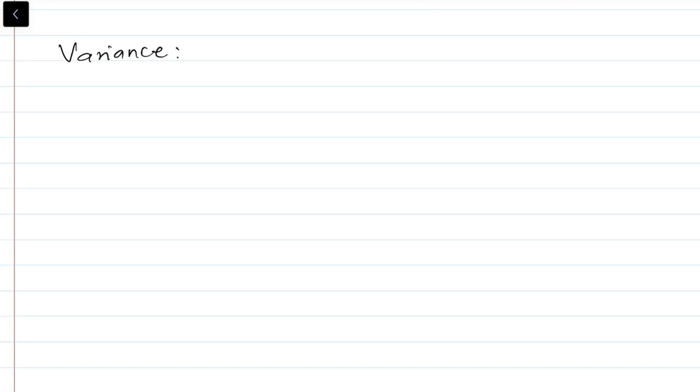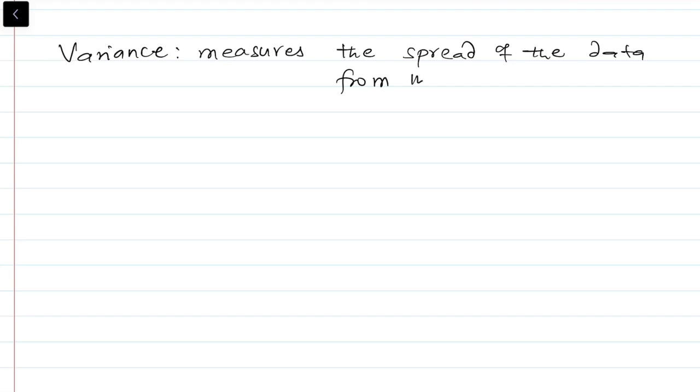So what is variance? Variance measures the spread of the data from the mean. The notation that we use for variance is Var(X), that is, of the random variable X, or we simply write V(X). Sometimes we also write sigma square.